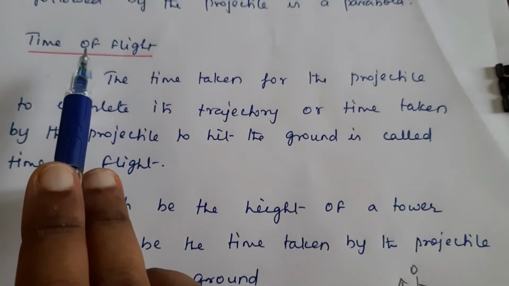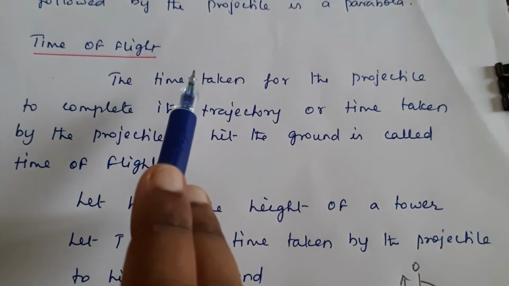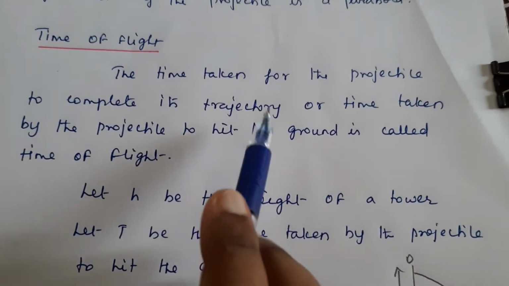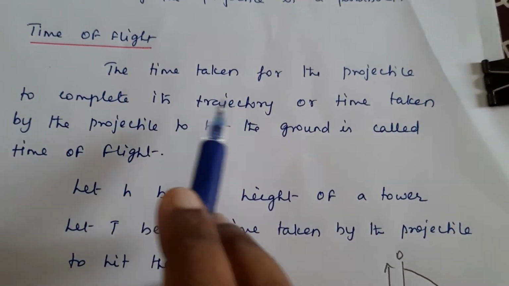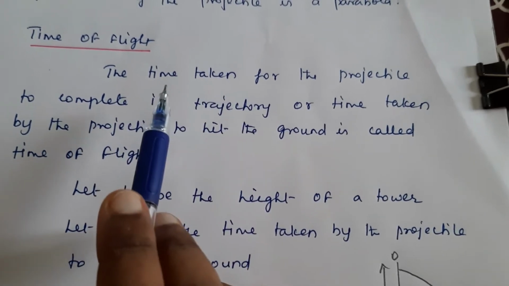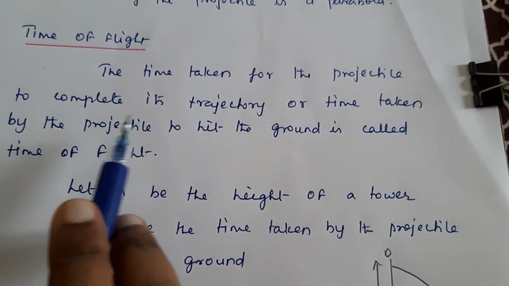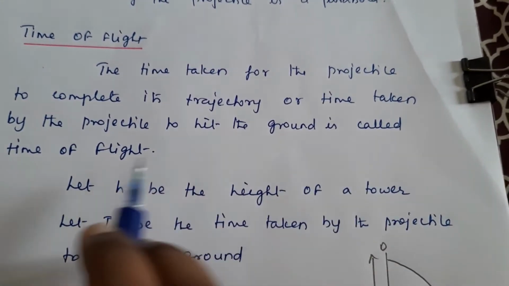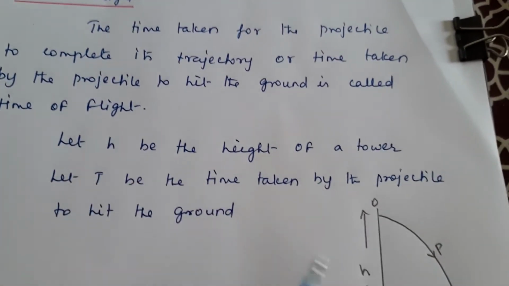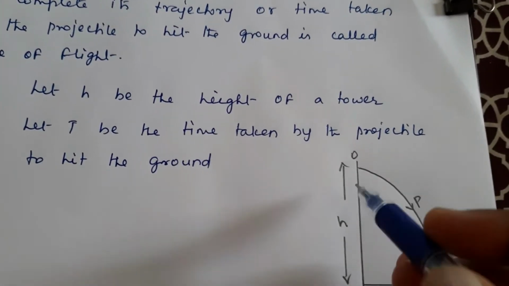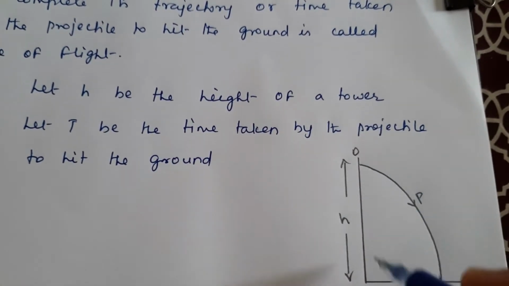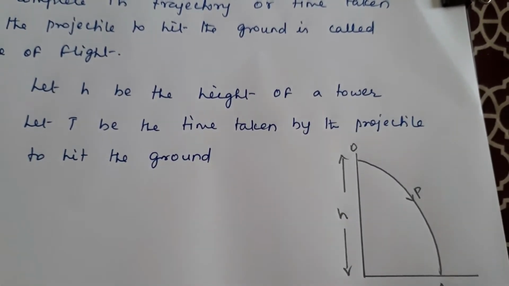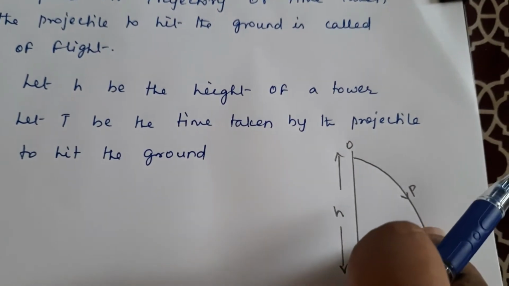The next one which we are going to find out is time of flight. So the time taken by the projectile to complete its trajectory. What is trajectory? Trajectory is the path followed by the projectile. Okay. So the time taken for the projectile to complete its trajectory or time taken by the projectile to hit the ground is called as what? Time of flight. Now let h be the height of the tower. We are considering this as a tower and taking h as the height of the tower. The time taken by the projectile to reach the ground, we are taking it as capital T.